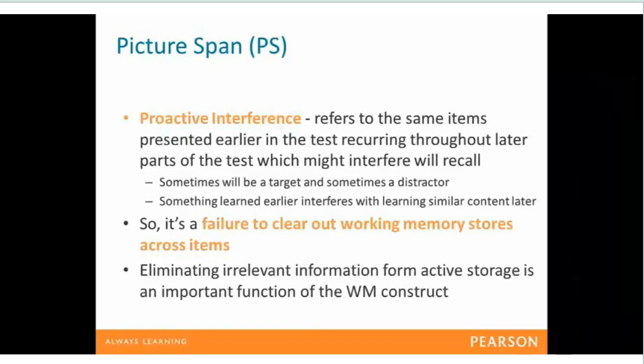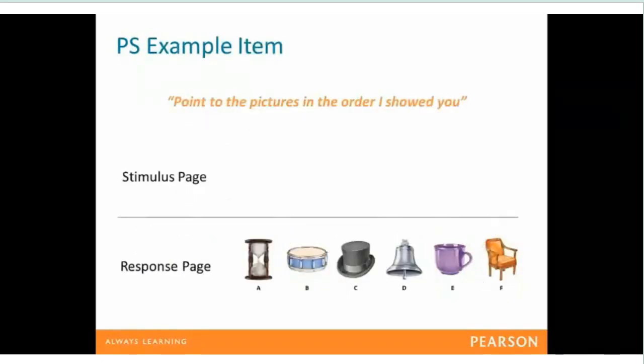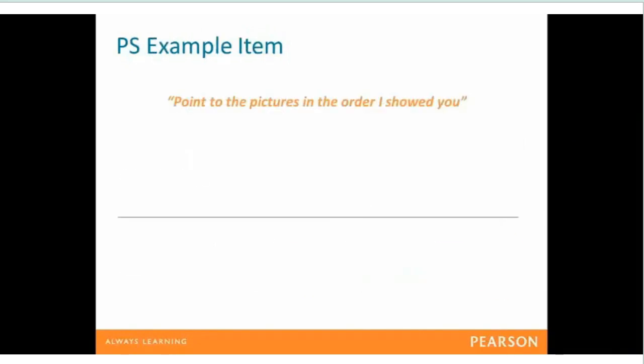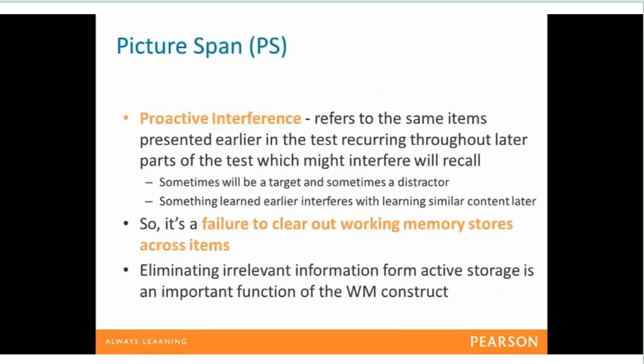The children are asked to look at the same images over and over. So for example, if we're asking them to look at the duck and the present and then identify those, amongst the things that they're choosing from, like the kite or the tire, these are items they would have been asked to remember in previous items. So these are sort of like distractors. It's causing what's called proactive interference.